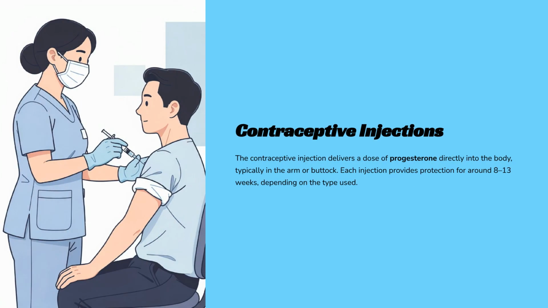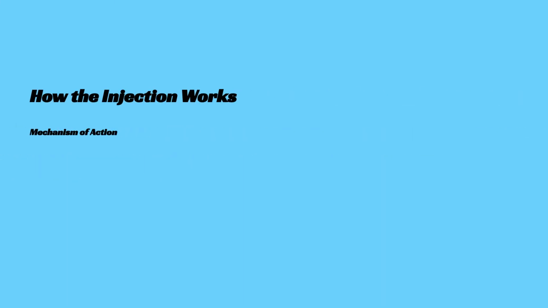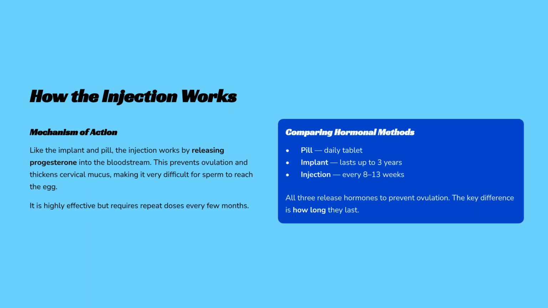Finally, contraceptive injections deliver a dose of progesterone directly into the body. Depending on the type used, each injection provides protection for approximately 8 to 13 weeks. Let's look at the contraceptive injection. Like the pill and implant, it releases progesterone to prevent ovulation and thicken cervical mucus. While highly effective, remember that it must be repeated every few months to remain active.